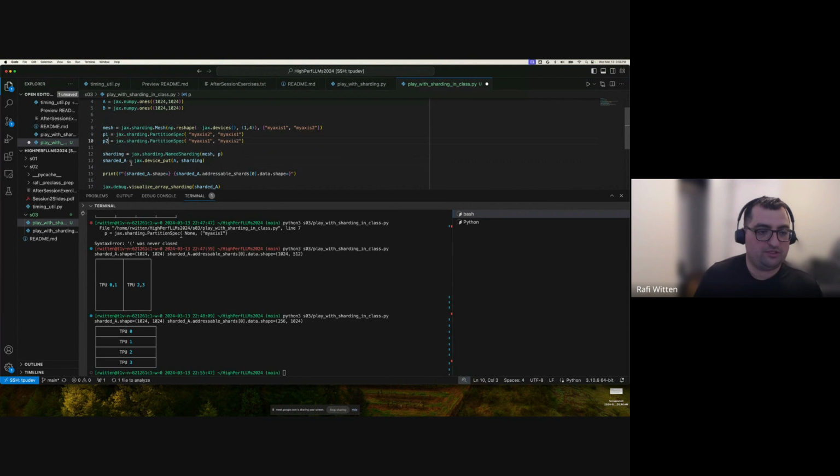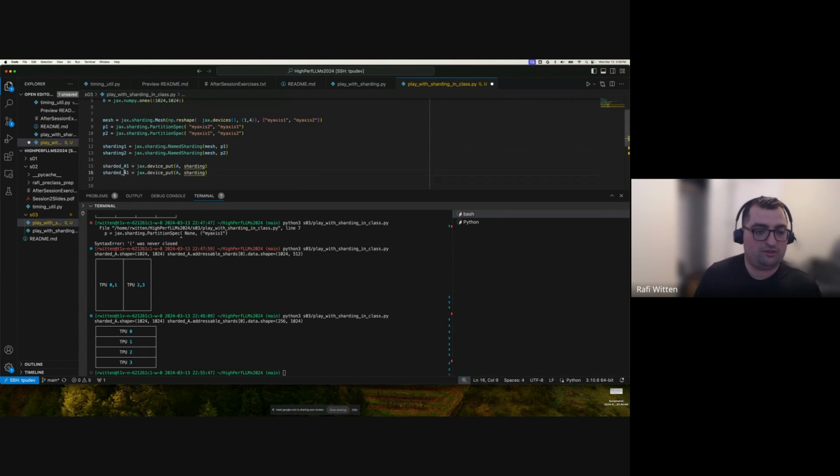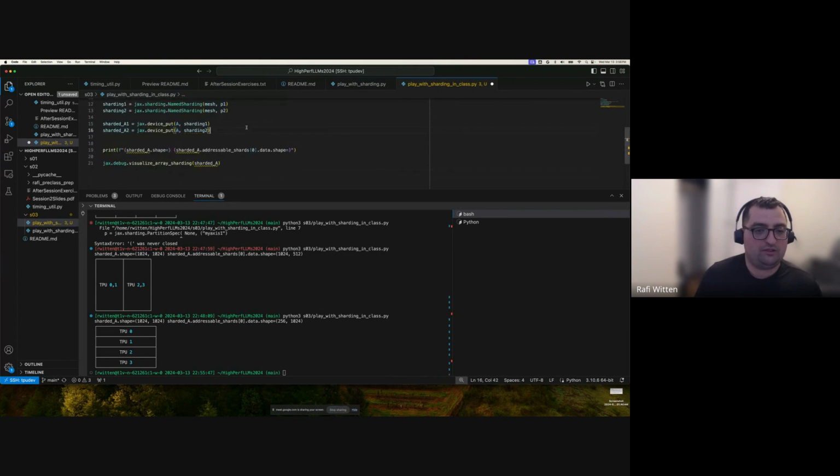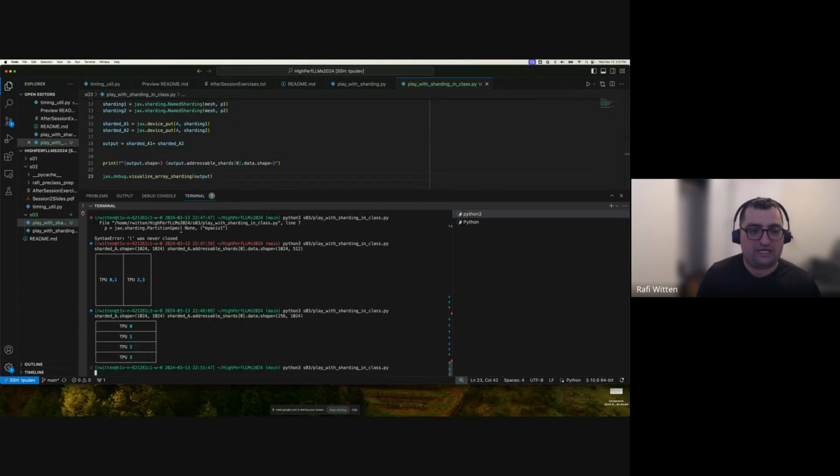Excuse me, P1, P2, sharding, A1, sharding 1, P1, cool, sharding 2. Perfect, A1, A2. And we can in fact add these two tensors, even though they are sharded differently. We can get output equals sharded A1 plus sharded A2. And then we can see output shape and output shards. And actually, it's not clear a priori how output will be sharded, right? So that's something JAX is deciding for us.